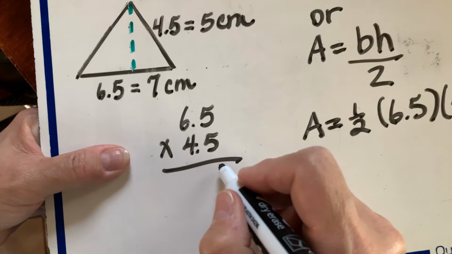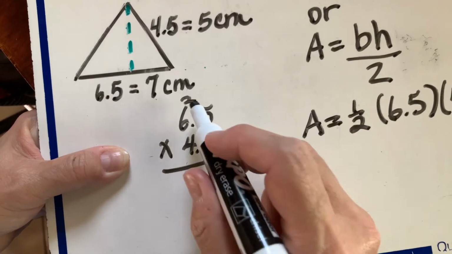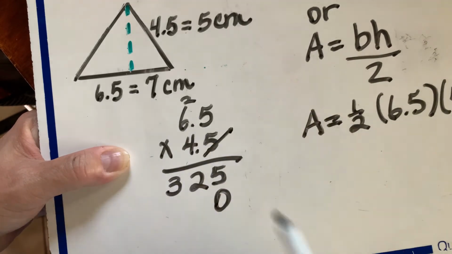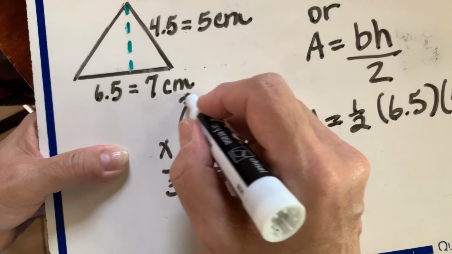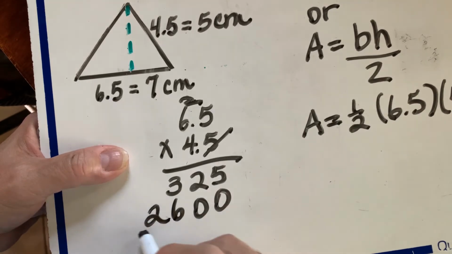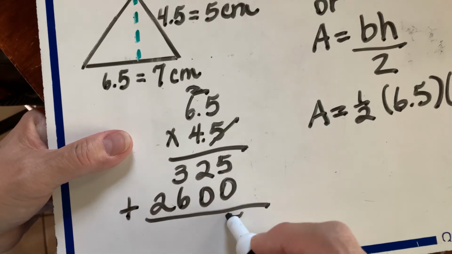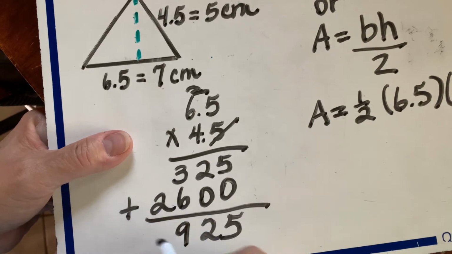5 times 5 would be 25. Carry the 2. 6 times 5 is 30, plus 2 would be 32. Put your placeholder. You can cross off your 5. Multiply 4 times 5, which would be 20. Carry your 2. And 6 times 4 is 24, 25, 26, because we had that 2 we had to add in. Now you're going to add. That's going to be 5, 2, 6, 7, 8, 9.